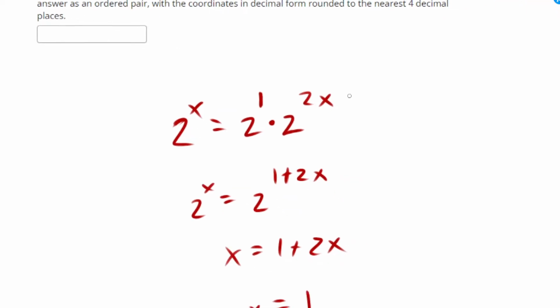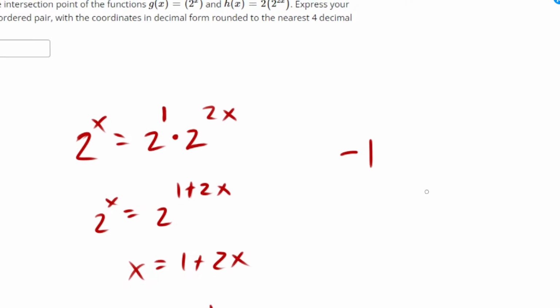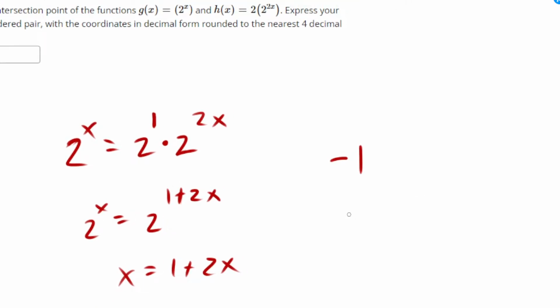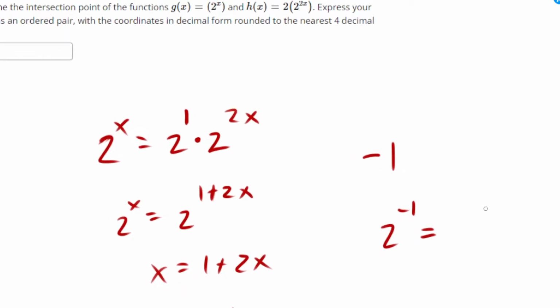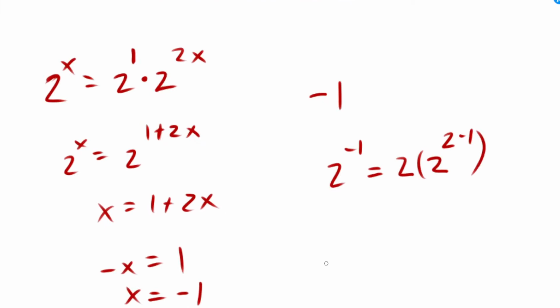For x, if x is negative 1, we need a coordinate pair. So negative 1, comma, and we need to find our intersection. We can do that by plugging in our answer. So we have 2 to the negative 1 equals 2 times 2 to the 2 times negative 1, which is the same as 1/2 equals 2 times 2, which is 4.